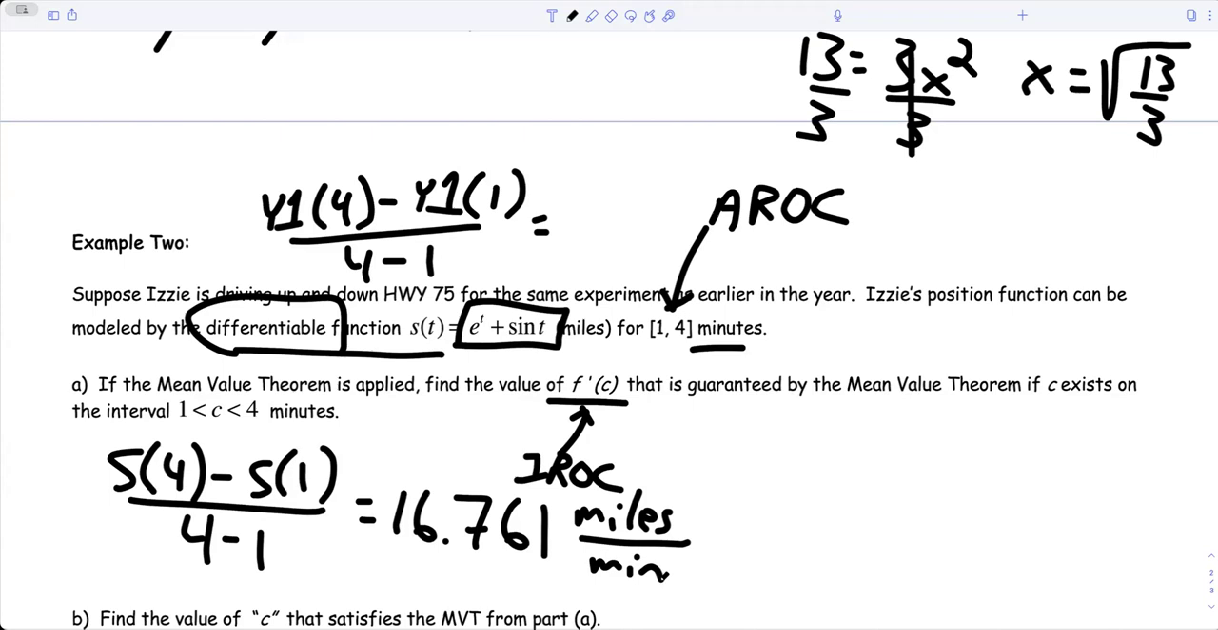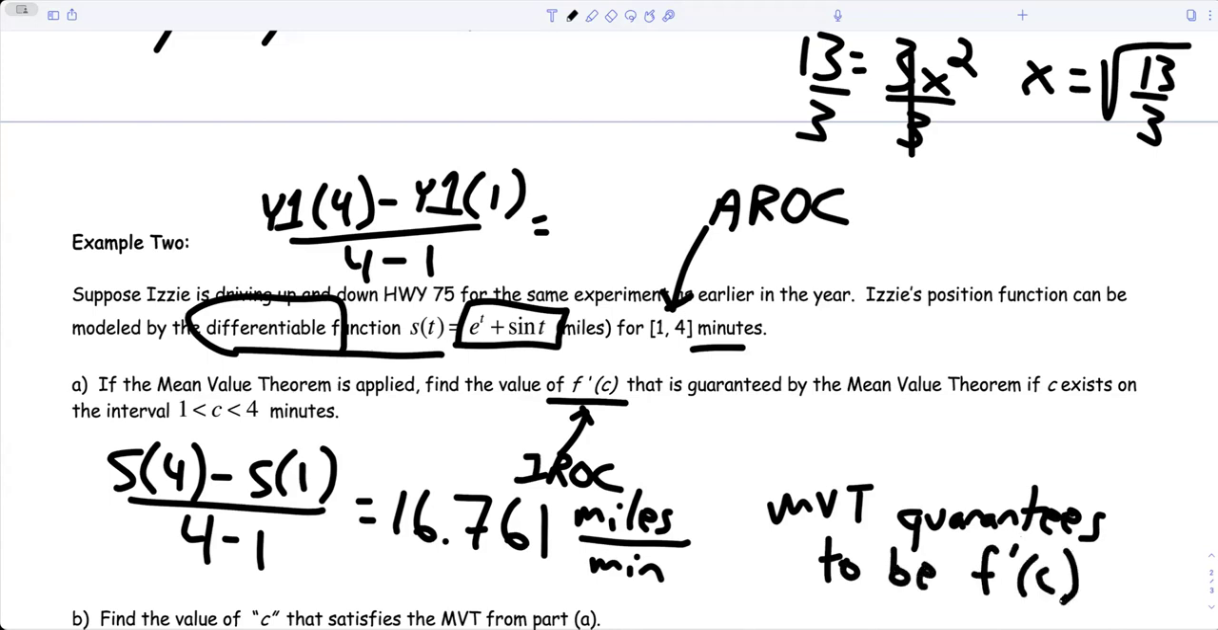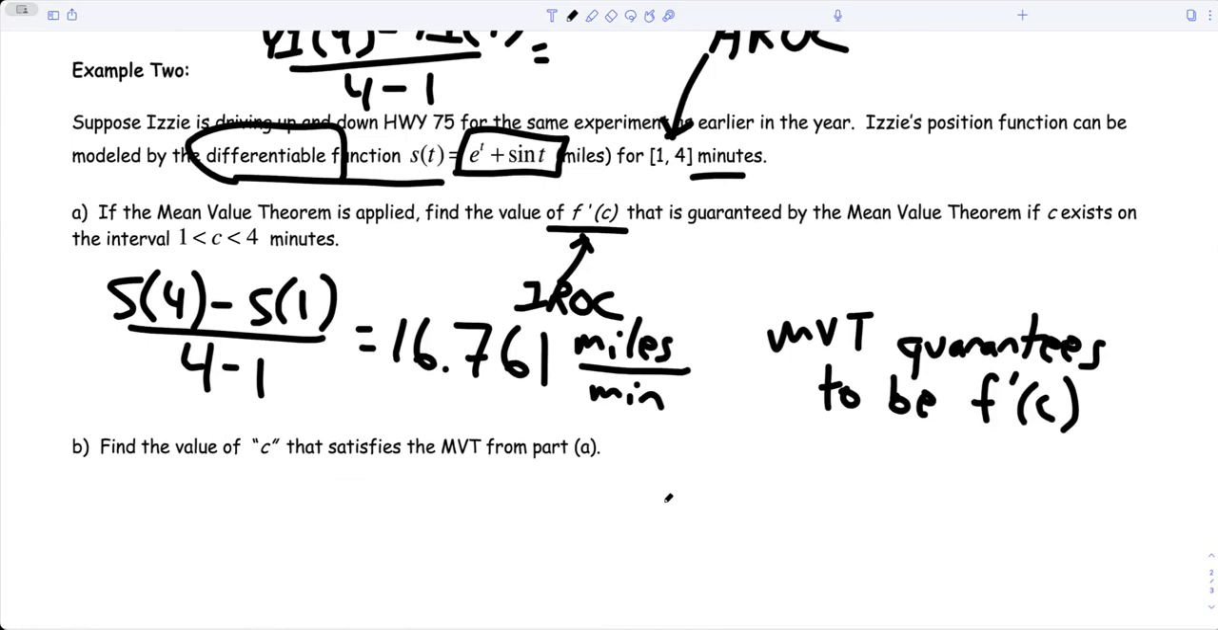So the mean value theorem, MVT, guarantees this to be f prime of c. So part B of this says, find the value of c that satisfies the mean value theorem from part A. So notice, read carefully what they are asking. In the first part, it says find the value of f prime of c that is guaranteed by the mean value theorem if c exists. That's the average rate of change.